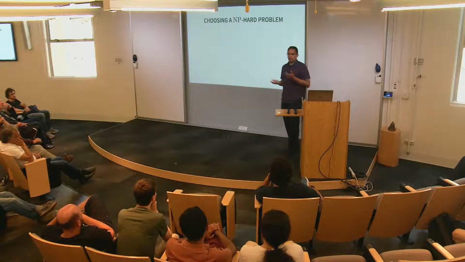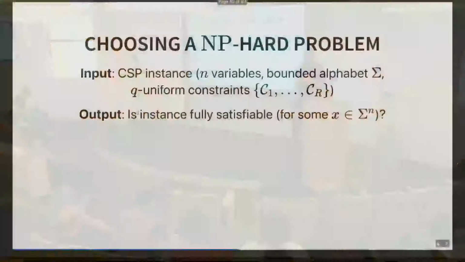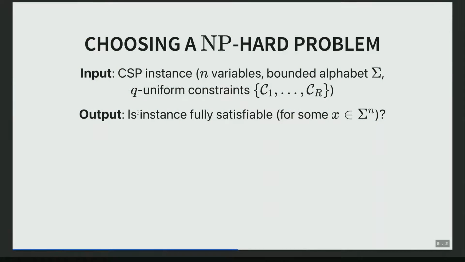Okay, so how are we going to start? We're going to have to choose a problem that's NP hard. So we're going to use the obvious thing: a CSP, a constraint satisfaction problem. We'll say there are n variables, a bounded alphabet size, and Q-uniform constraints. Q is also bounded. And we'll basically ask whether this instance is fully satisfiable or not.